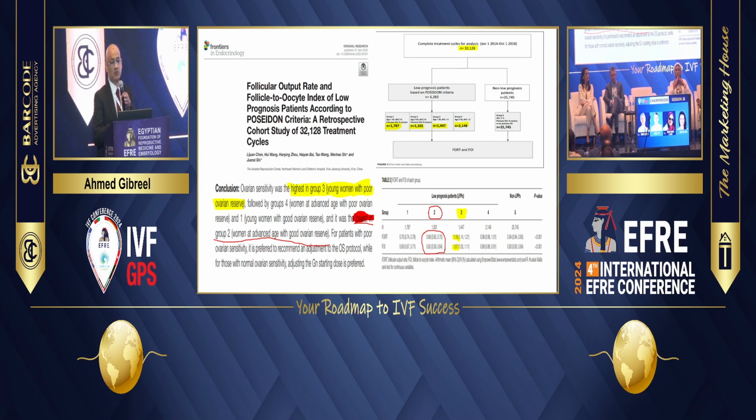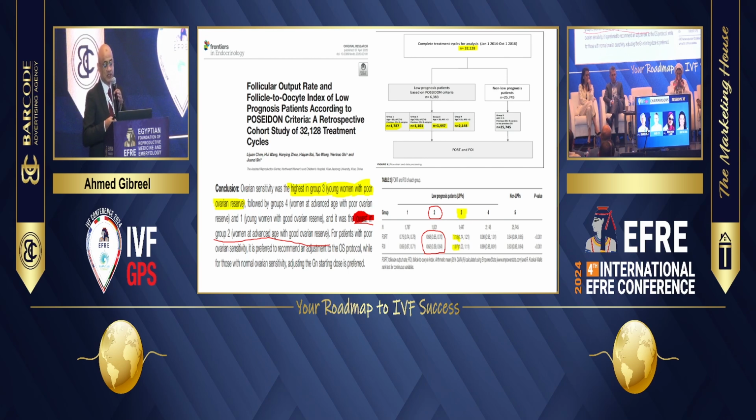This publication was about this. It was to validate the Posidon criteria, and it was searching which group is the better in this. And it has shown that group 3, the group where women are below 35 and they do have low ovarian reserve, would give you the highest FOI and the highest FORT.